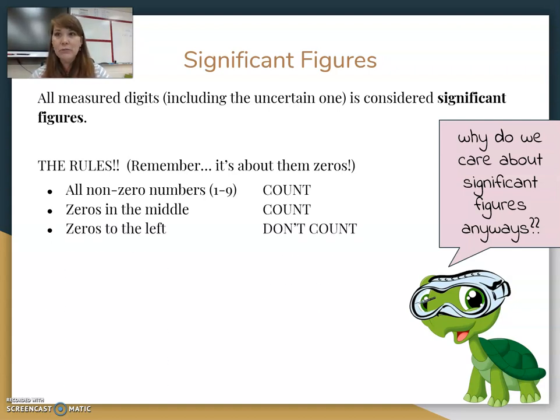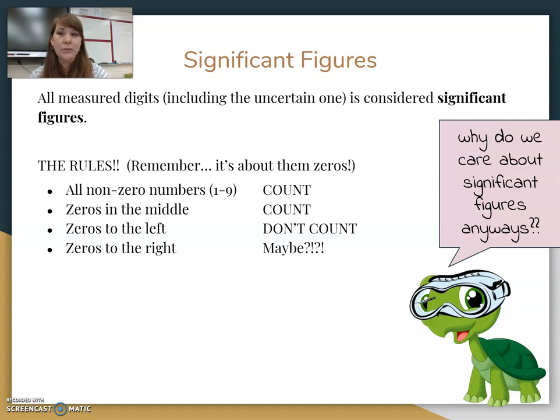Zeros to the left of numbers never count. So I could say 0, 0, 0, 1, 0, 1, and so it's still 101. The zeros in front don't really mean anything. Zeros to the right are complicated. Sometimes they count and sometimes they don't.